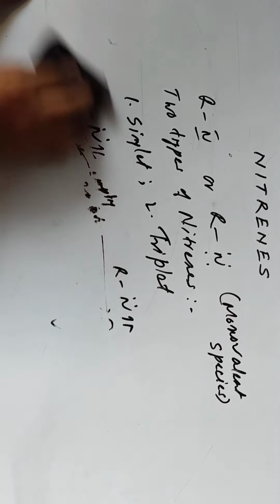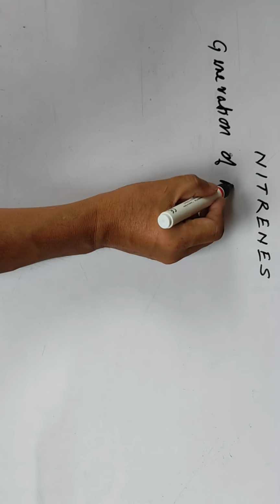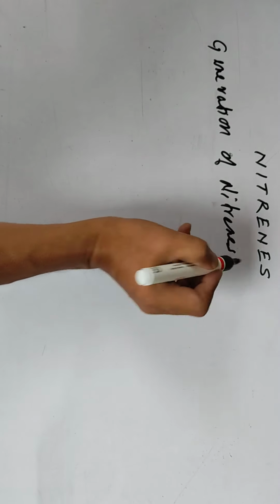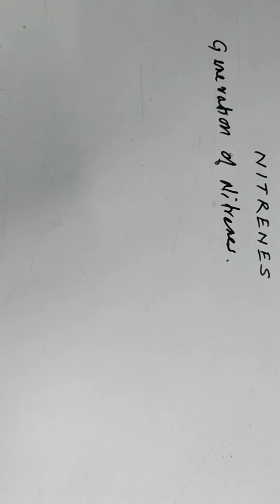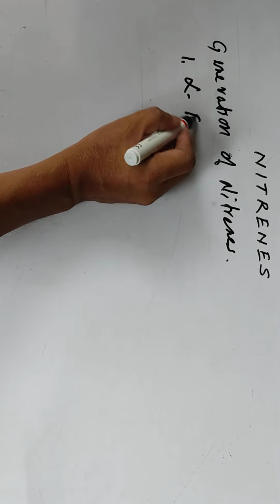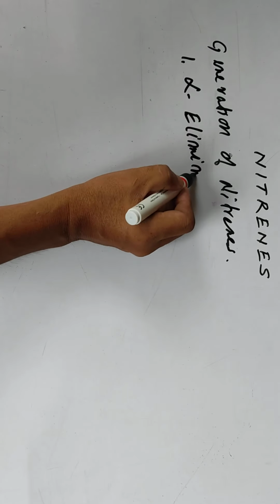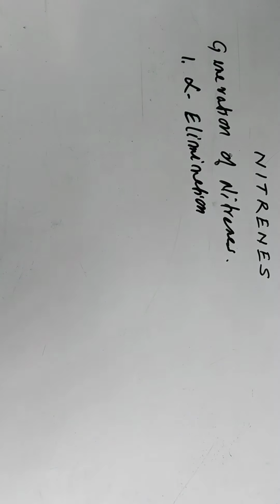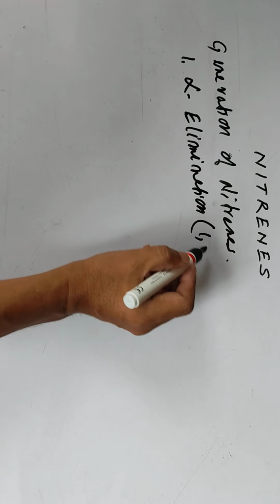Now let's come to the generation of nitrenes. Nitrenes can be generated like carbenes. There are mainly two types of methods for generation of nitrenes. The first one is alpha elimination. In alpha elimination, both leaving groups, that means two atoms or groups, are removed from the same atom.